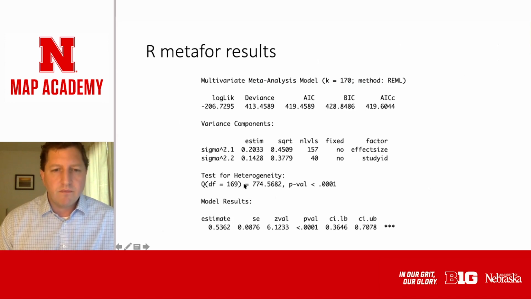there's 169 degrees of freedom. That's because there's 170 effect sizes. I guess these are the effective effect sizes or something. Sorry, I'm not sure exactly why this isn't saying 170. But anyway, we get our effect size estimate down here at 0.54, and then our confidence interval around that effect size. And so metafor is another way to do this. Again, you only want to do this if you've got 50 studies or more.